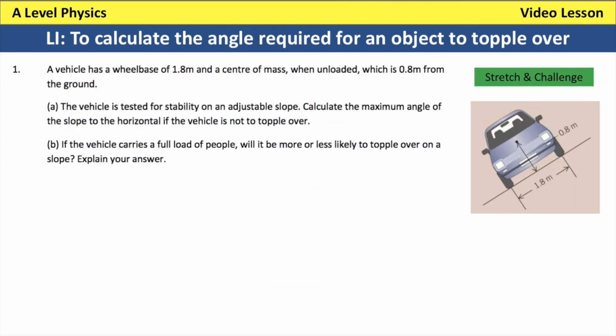Okay, the stretch and challenge question has just got one question of two parts. It says a vehicle has a wheelbase of 1.8 metres and a centre of mass when unloaded, which is 0.8 metres above the ground. The vehicle is tested for stability on an adjustable slope, and we've been asked to calculate the maximum angle of the slope to the horizontal if the vehicle is not to topple over.